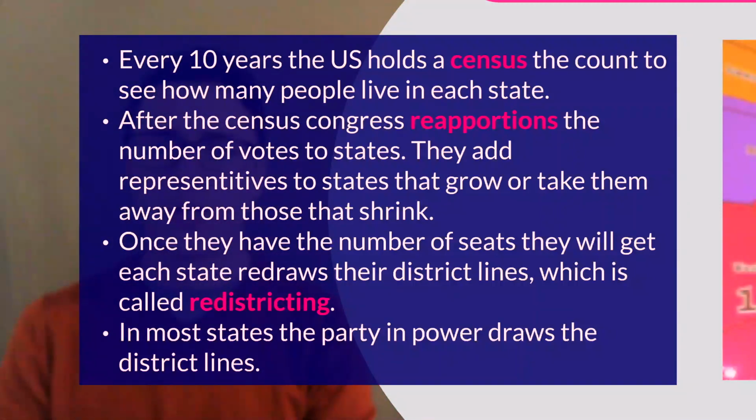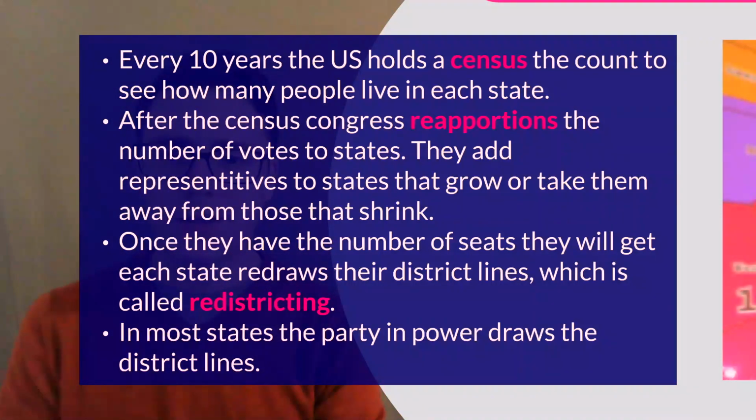So sometimes your state loses them. We'll see Georgia's grown a lot if we gain a district. And then once they have the number of seats, they will redraw the district lines, and that's called redistricting. So you redraw the district lines, and that's done at the state level. So reapportionment's done at the national level where they make that decision, and then at the state level, you redistrict your own state.